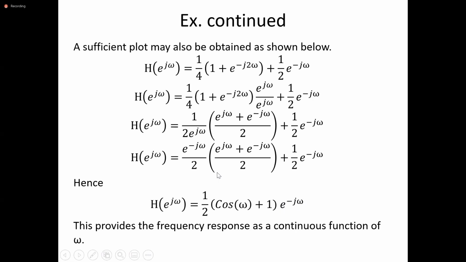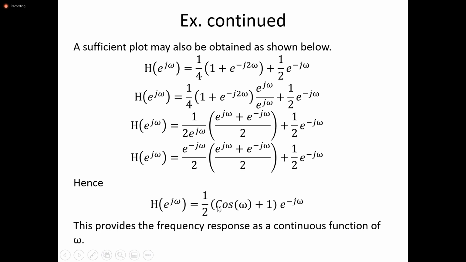Not as I remember. I remember cos omega is e to the j omega plus e to the minus j omega over 2, and sine omega is e to the j omega minus e to the minus j omega over 2j. So if you look it up anyway, good exercise, look it up. It should be cos of this term inside. Yes, sir. And maybe I shouldn't have, I don't know why the capital C came in there.